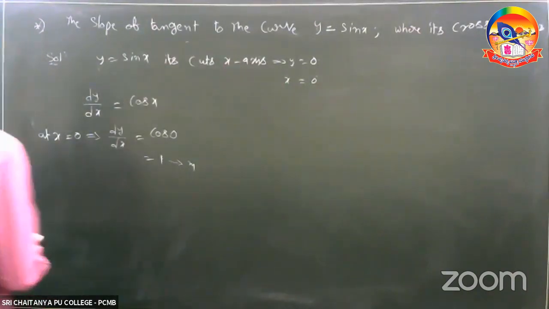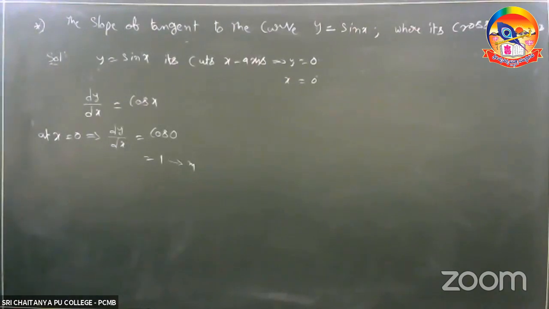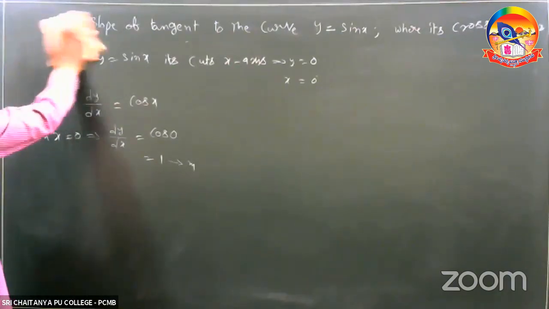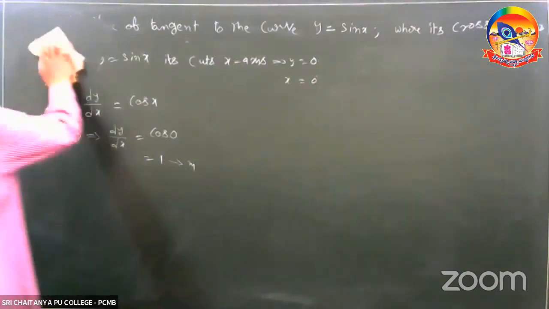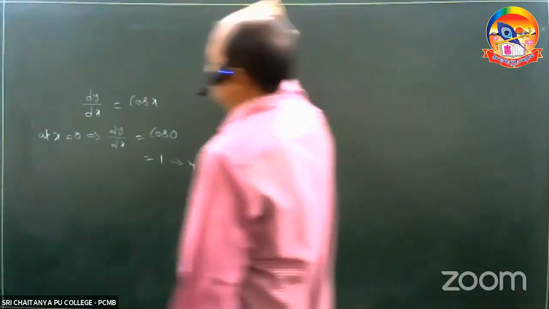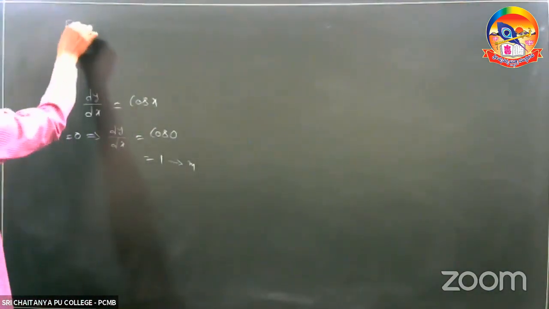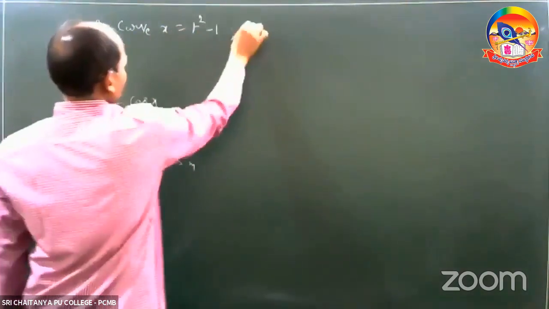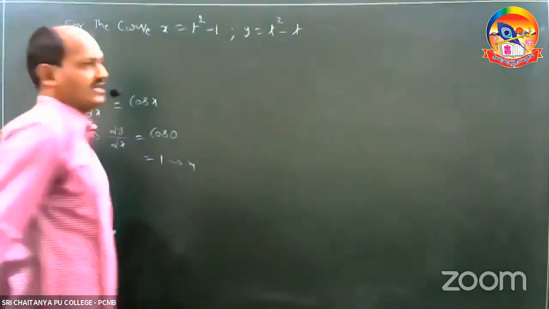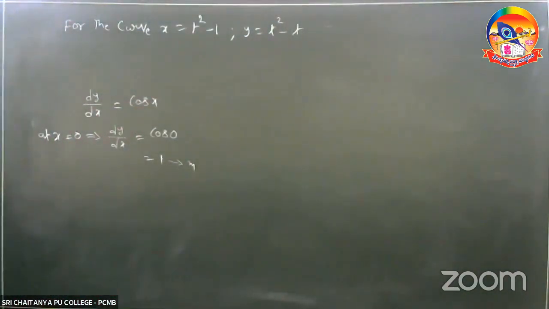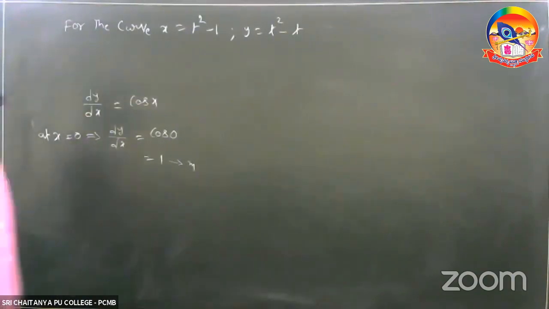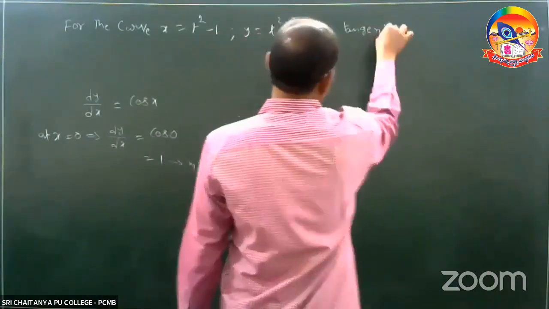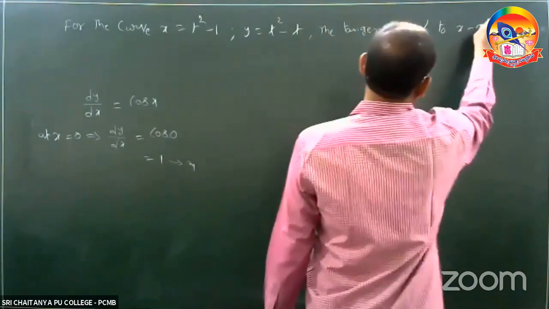Okay, next question. For the curve x is equal to t square minus 1, y is equal to t square minus t, the tangent perpendicular to x-axis is.